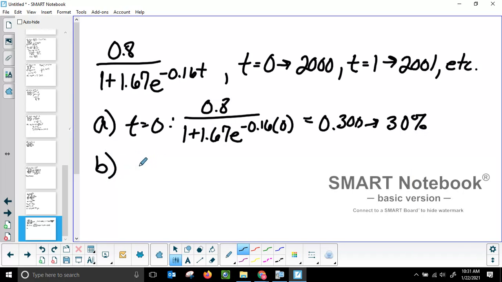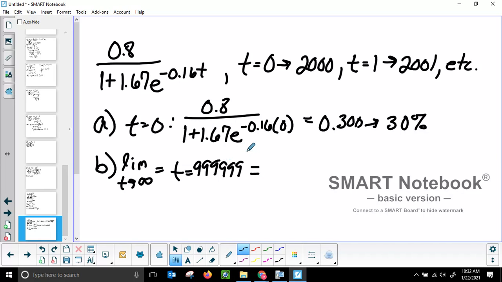All right, B. Determine the maximum proportion of new computers sold that will utilize Windows 2000. Well, in a logistic growth model, the number's going to keep going up until it kind of plateaus. All you have to do is plug in some giant number. It's really the limit as t goes to infinity, which is kind of the same thing as t equals 99999. Just plug in a really big number in for t here.